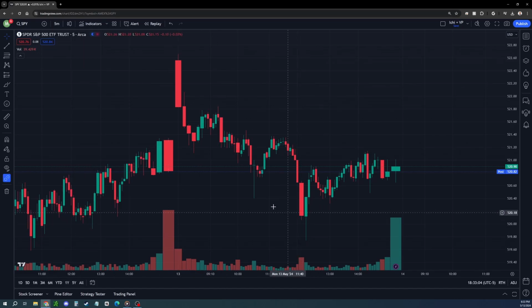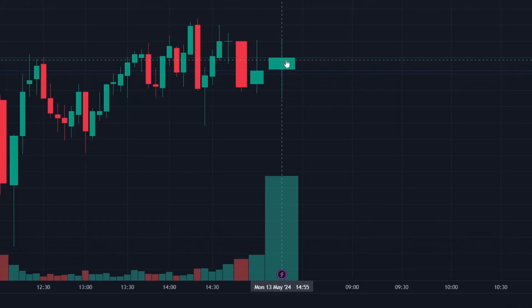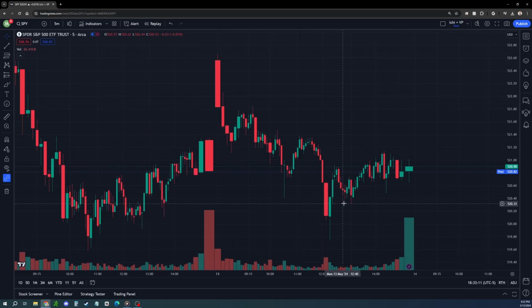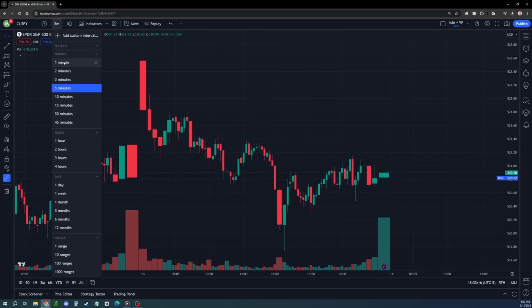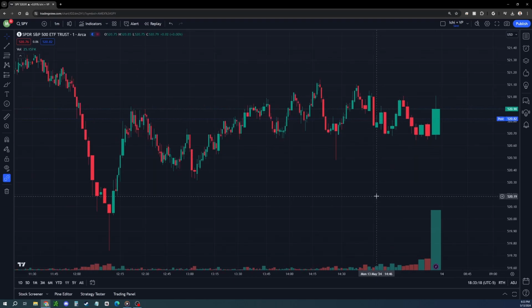You can see here on the SPY 5-minute chart, there is usually a volume spike at the last 5 minutes of the trading day, due to institutions closing positions for the day. If you go to the 1-minute chart, you can see the volume on an even more granular level, and we can see that most of the volume occurred in the last minute of the day.